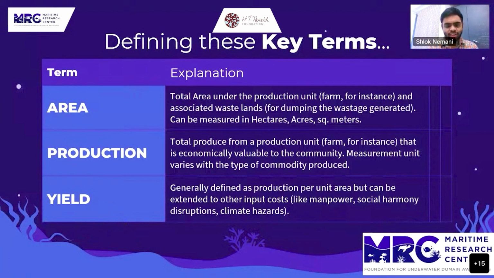Yield is generally defined as the production per unit area, but it can also be extended to other input costs, like how much manpower is employed by the industry, what social harmony disruptions there are in case of disruptions between agriculture and aquaculture land use, and the climatic hazards of aquaculture. But these are qualitative terms and very hard to quantify. So as of now, we will be looking at yield also as production per unit area.